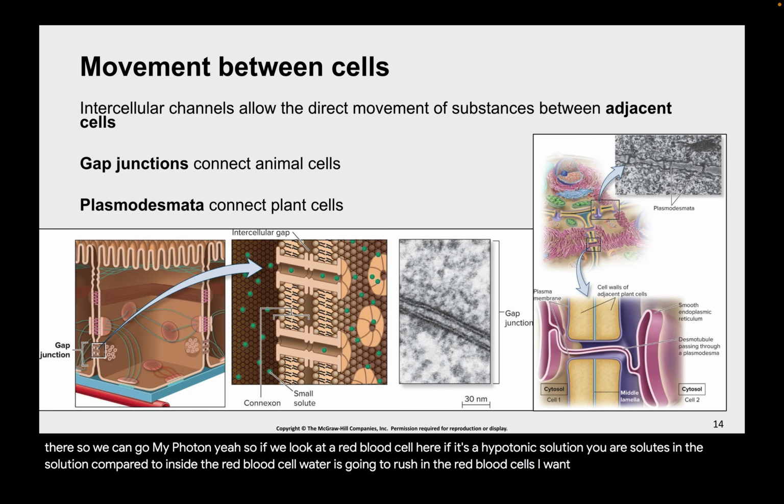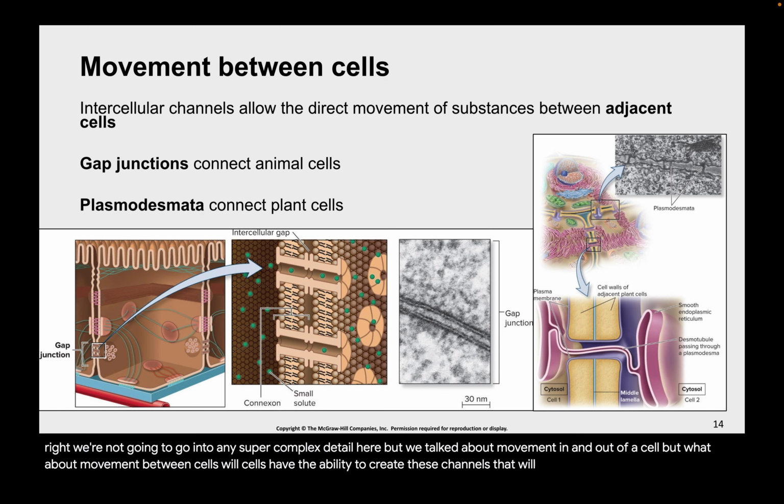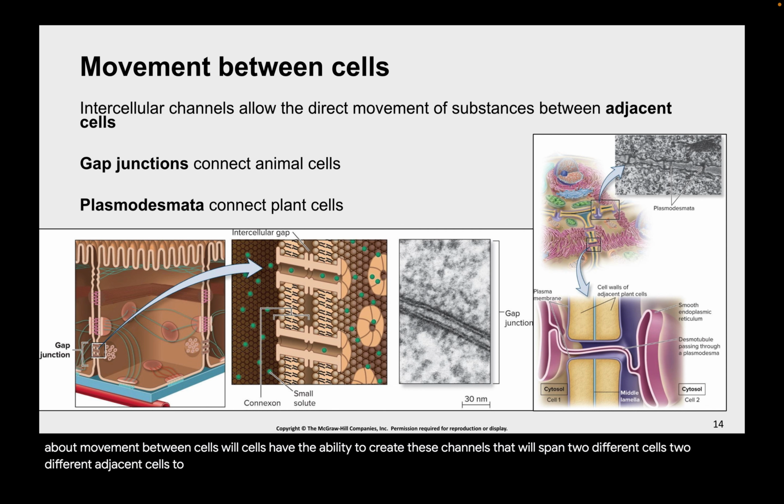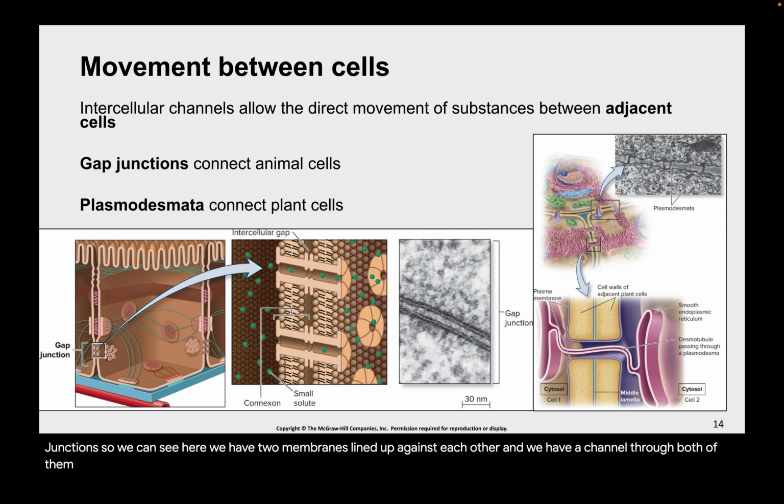I wanted to briefly touch upon this. We're not going to go into any super complex detail here, but we talked about movement in and out of a cell, but what about movement between cells? Cells have the ability to create channels that span two different adjacent cells to allow for direct transport of materials from one cell to another. In animal cells, we call them gap junctions. So we can see here we have two membranes lined up against each other, and we have a channel through both of them. These would be our gap junctions.